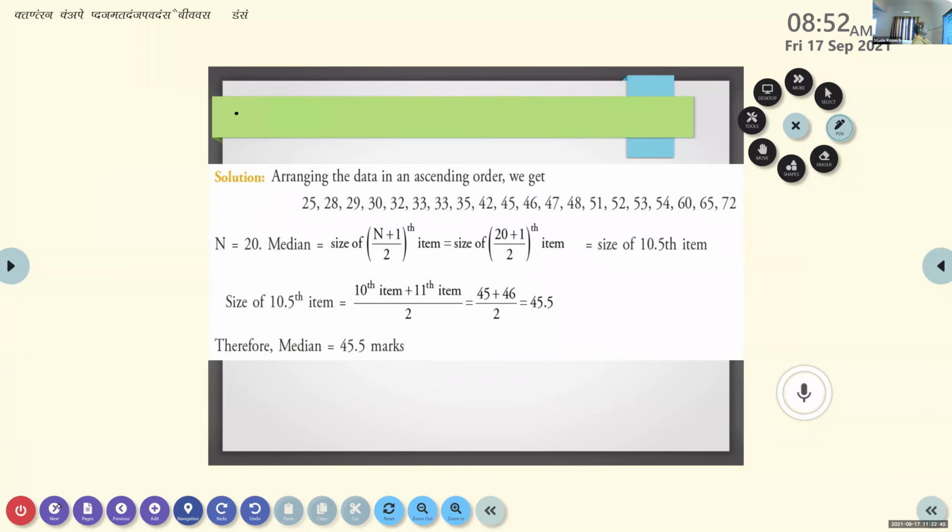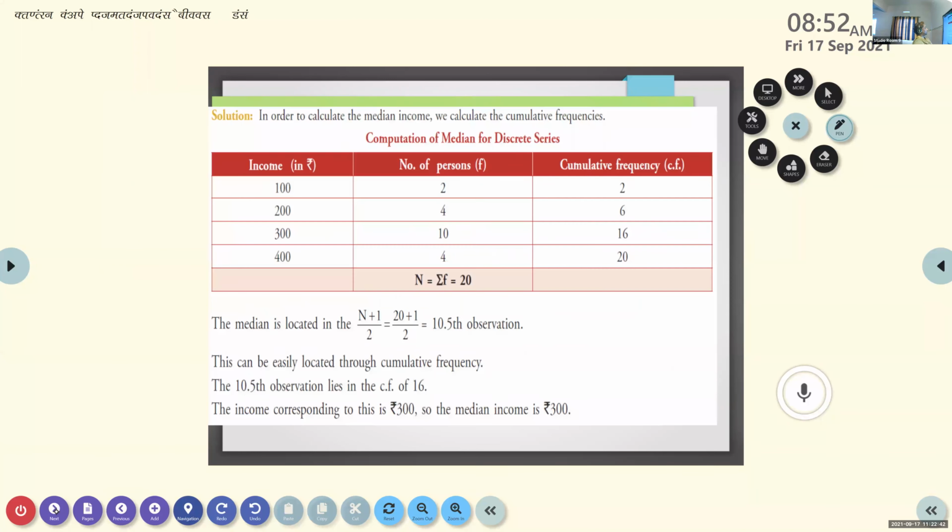You have done one like this, right? Yeah, in this, what is that? 10.5th observation you got. And what you did, you checked in which area of the cumulative frequency this 10.5 is coming. Is it coming in 2? No. In 6? No. The 10.5th observation will come in the 16th number. So that is taken as the model class.